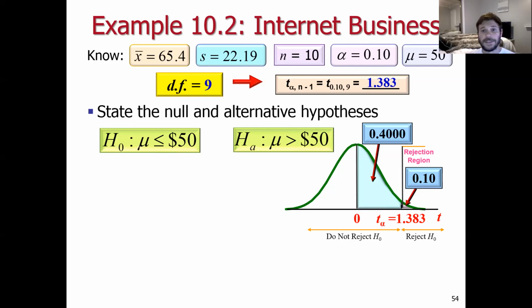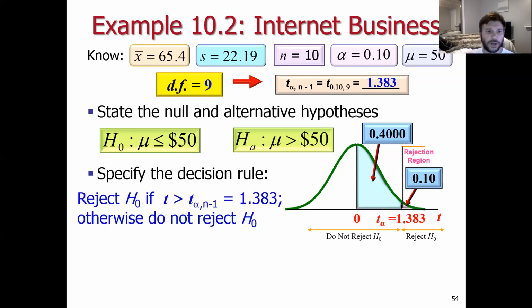So in this case, we can specify our decision rule as saying we would reject the null hypothesis if t, our test statistic using the t transformation, similar to the z transformation but with s instead of sigma, using that sample standard deviation, falls farther to the right than that 1.383 critical value threshold. Otherwise, we will not reject the null hypothesis.